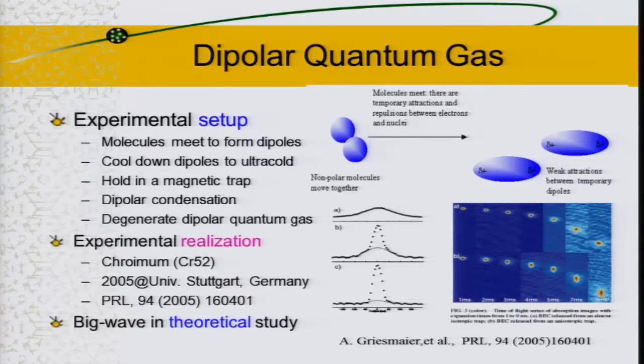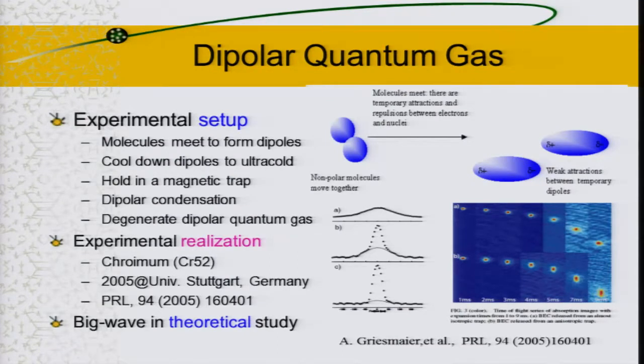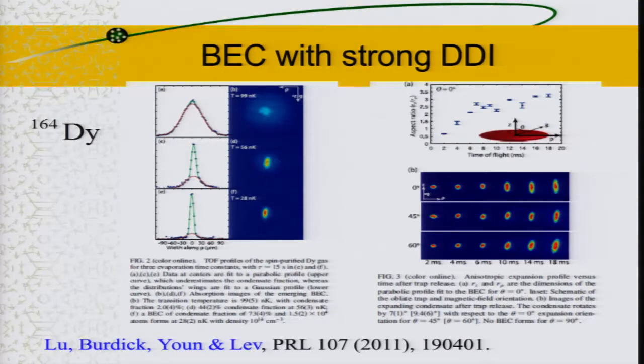In experiments around 2005, they realized the so-called dipolar condensate, or dipolar quantum gas, because of the low temperature and low density, using chromium 52. The first experiment was in Stuttgart, Germany. After this, people did a lot of theoretical study on this dipolar quantum gas or condensate. About 4 years ago at Stanford, they also realized it using another atom. In the first experiment, the dipole interaction was very weak, but in the latest one, the dipole interaction is much stronger, basically of the same order as the contact interaction.